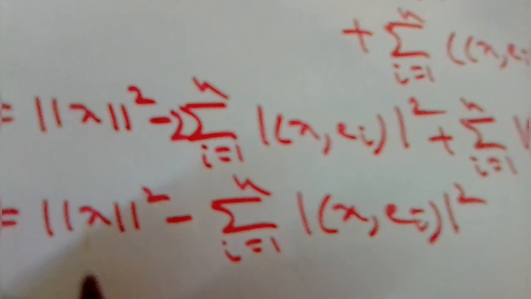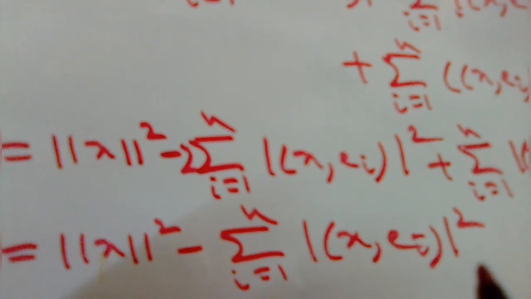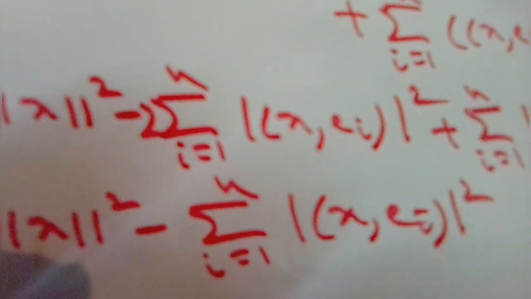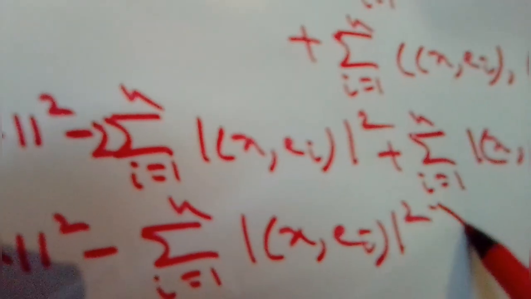So here we consider the norm of y whole square simply turns into the norm of x whole square minus the sum of i runs from 1 to n, mod of ⟨x, ei⟩ whole square. Now let's see what happens. As this is the norm of y whole square, it will be greater than or equal to 0, and finally this turns into this expression: the norm of x whole square minus the sum of i equals 1 to n, mod of ⟨x, ei⟩ whole square. So it will be a non-negative term and certainly greater than or equal to 0.